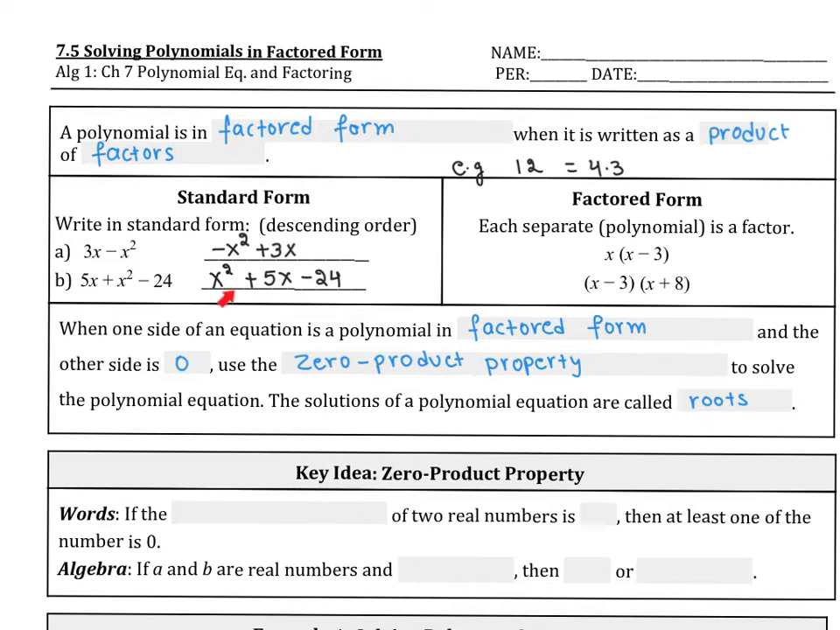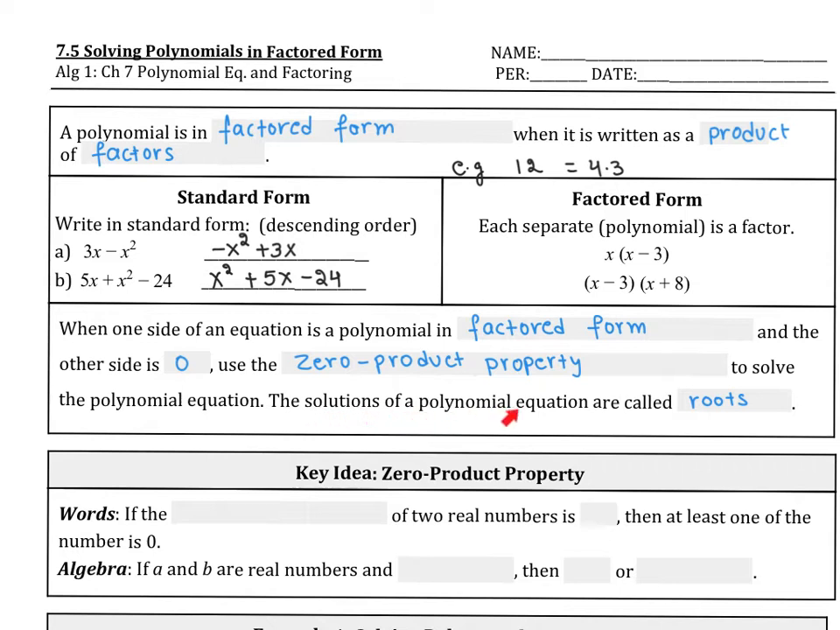When you write the equation in factored form, you can write it as x minus 3 times x plus 8. And when you do the FOIL on that, you get this equation. So this is standard form, and when you write it as a multiplication of two or more numbers or factors, it is called factored form. When one side of an equation is a polynomial in factored form and the other side is 0, you can use the zero product property to solve the polynomial equation.